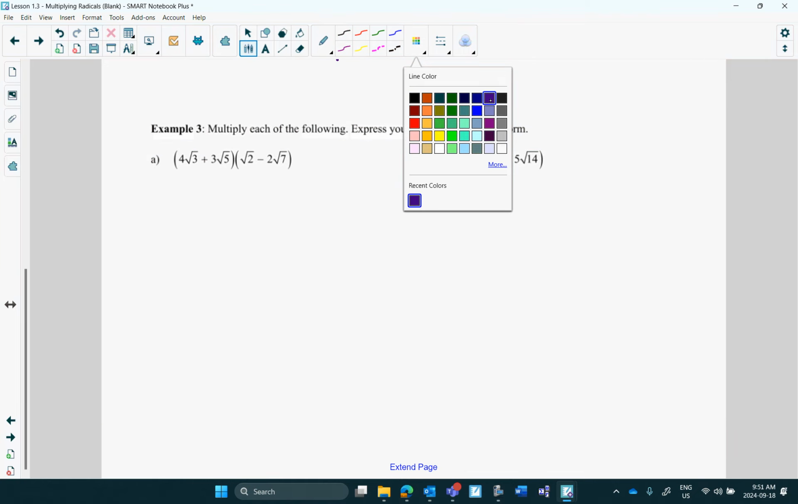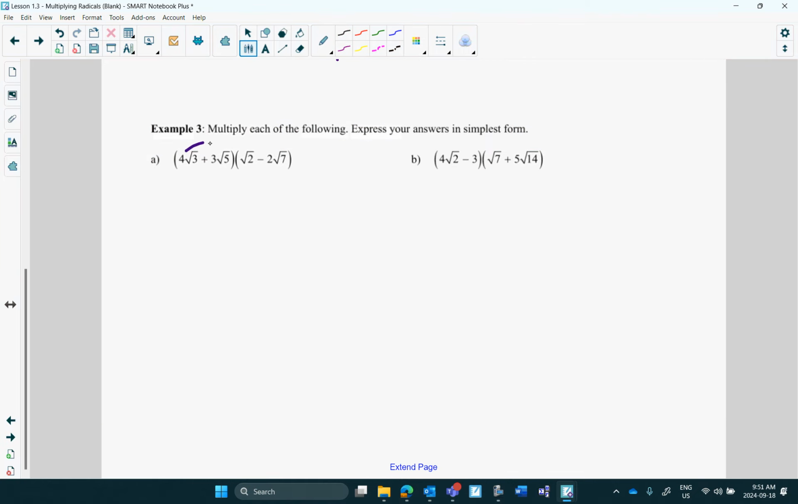Okay, so I'm going to have to multiply 4 root 3 by root 2, and then subtract 4 root 3 times 2 root 7. Then I'm going to have to go back to the first radical, take this first binomial, take the second term, and multiply by every term in the second set of parentheses.